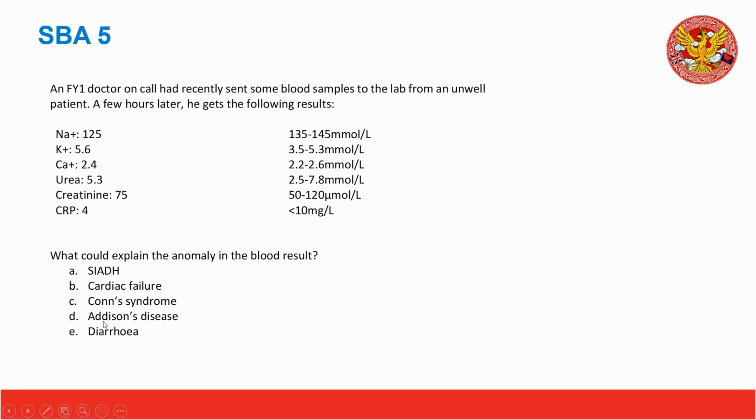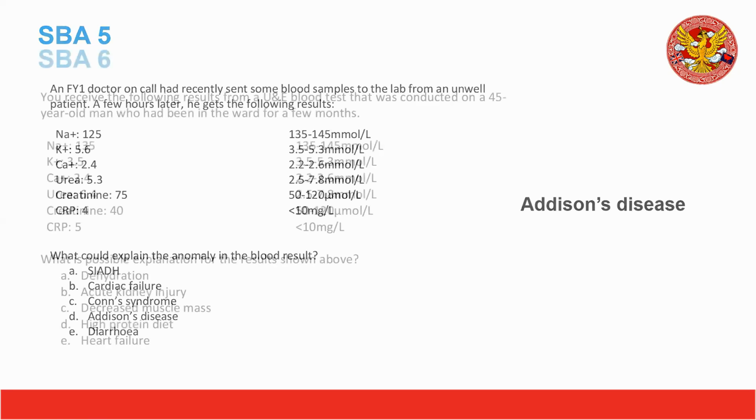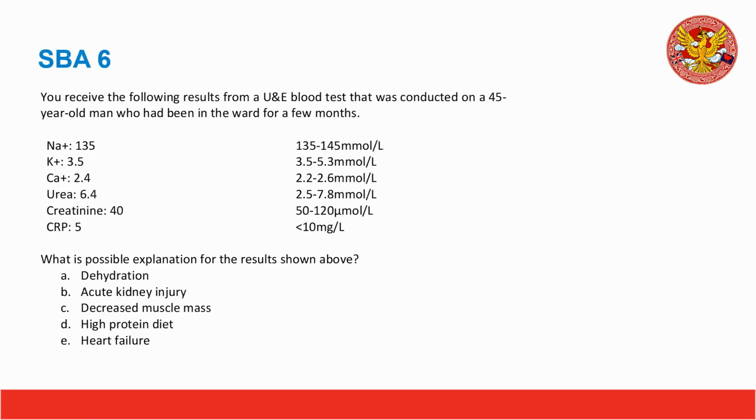diarrhea. So the only possible explanation for this is Addison's disease, where you get, opposite way, a decreased production of aldosterone, which means that you get less sodium in your blood and more potassium. Question 6.